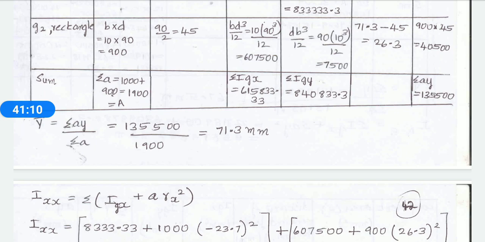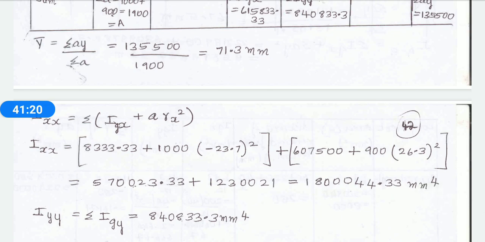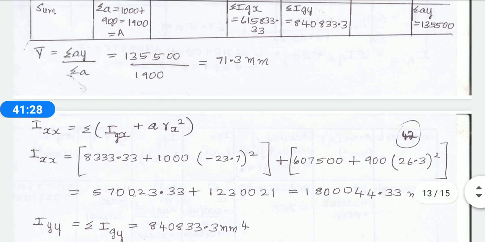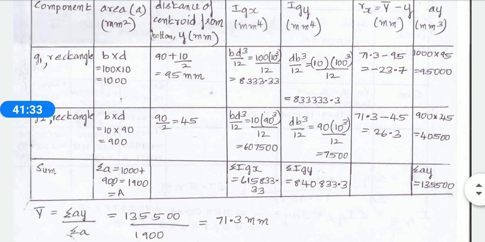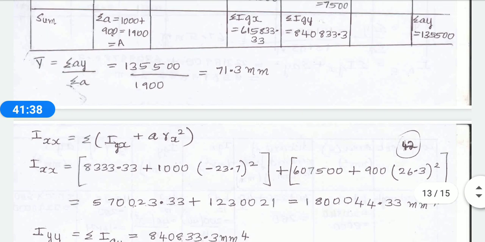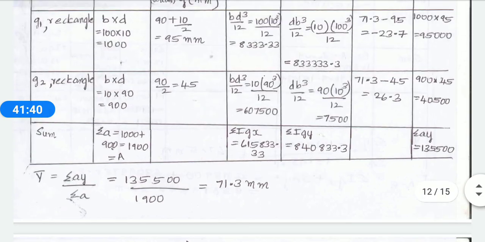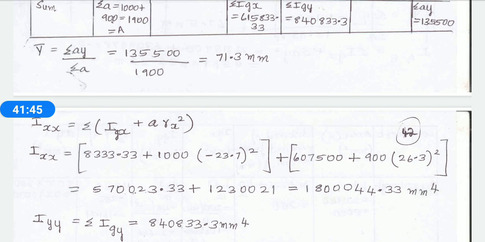If you are taking the summation value, it will be equal to summation of IGx plus summation of A into Rx square. Here they had mentioned two different terms because only two elements are there, so they are just substituting for the two elements. I of Gx of the first element is equal to 8333, so they are substituting that, plus A is equal to 1000 for the first element, and the Rx value they are taking from the calculated value. Substitute that for the first element and add it for the second element.